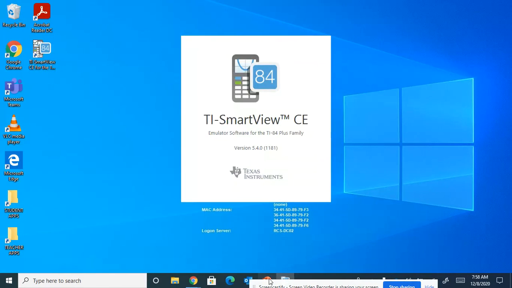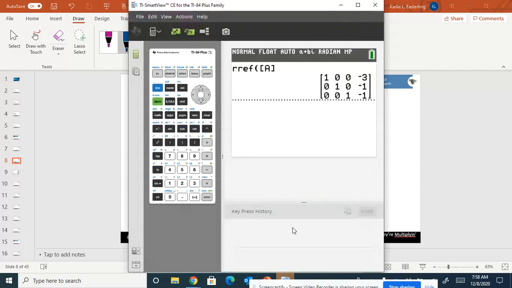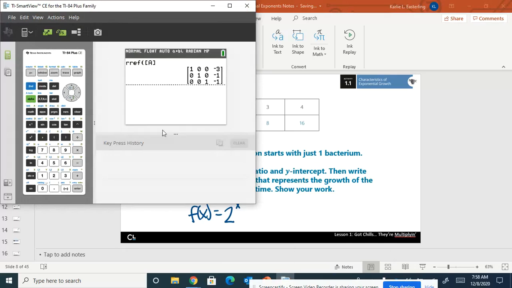One way that you can go about it is, we're constantly doubling by 2. So we're doing 2 to the x power, because it's an exponential. Because 2 to the first power is 2, 2 to the second power is 4, 2 to the third power is 8, and 2 to the fourth power is 16.